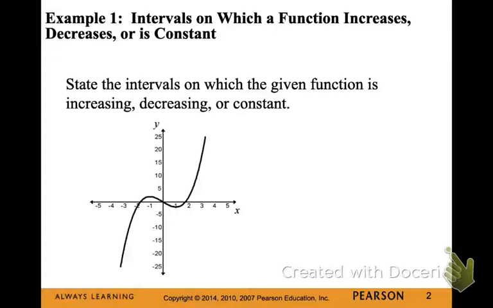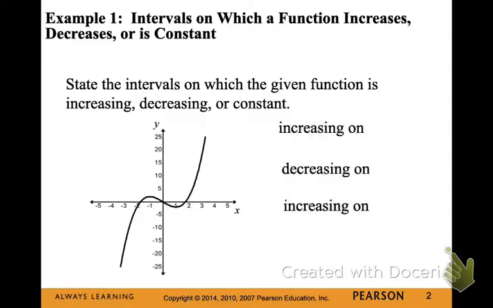When you have a graph of a function, you read it like a book. You're going to look at it left to right, and as you follow the curve of the function, you're going to notice if your eyes are being drawn upward, being drawn downward, or staying the same. We're also going to notice where the graph switches directions. So we're going to state the intervals on which the given function is increasing, decreasing, or constant.